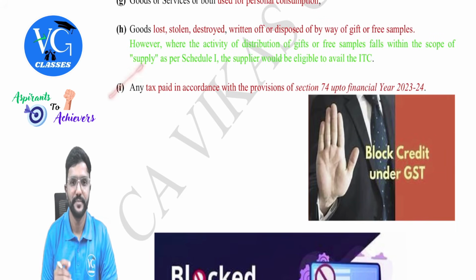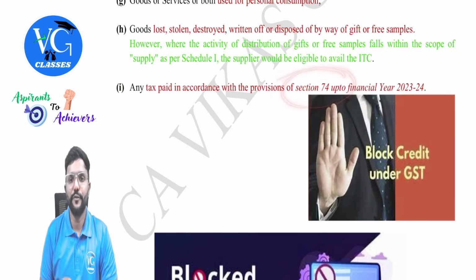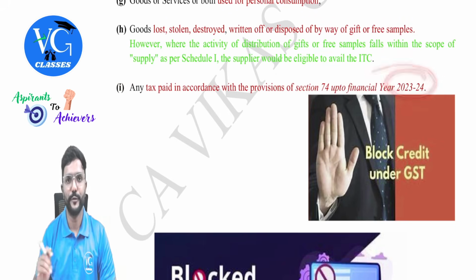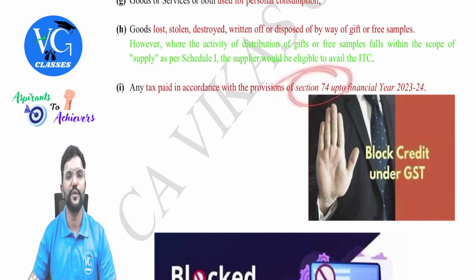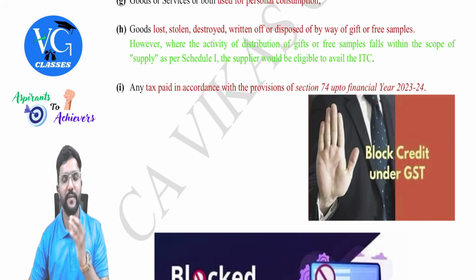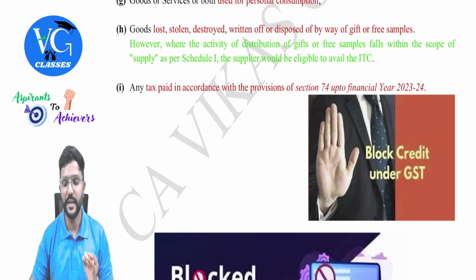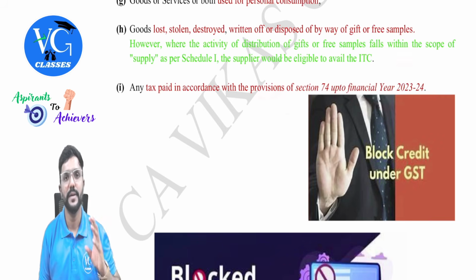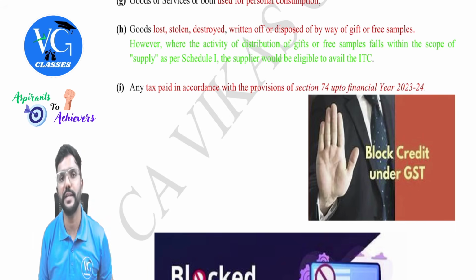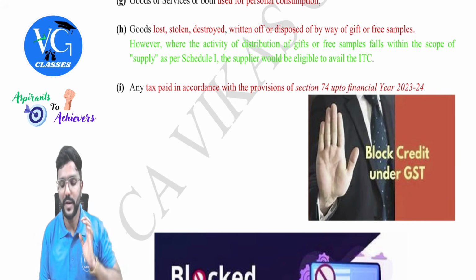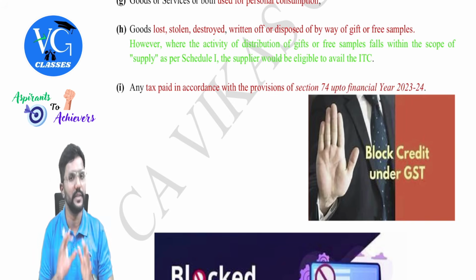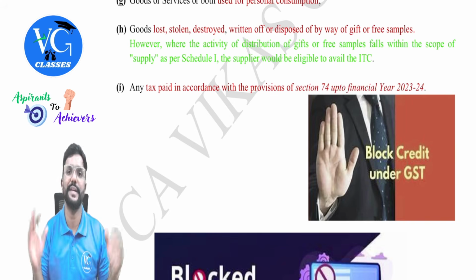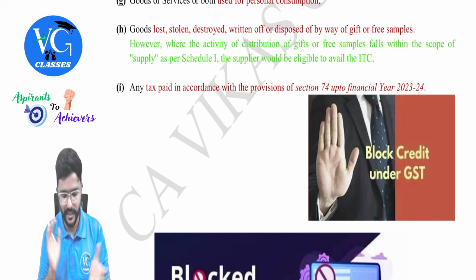Okay. Next, any tax paid in accordance with the provisions of section 74 up to the financial year 23-24. Okay, so section 74 is a recovery section. If any amount is paid as per section 74 up to the financial year 23-24, credit is not available. Sir, what if it is paid after 23-24? Credit is available. And what is section 74? It is a recovery section, not a part of your intermediate syllabus, so you need not worry. Got it? Yes, sir.